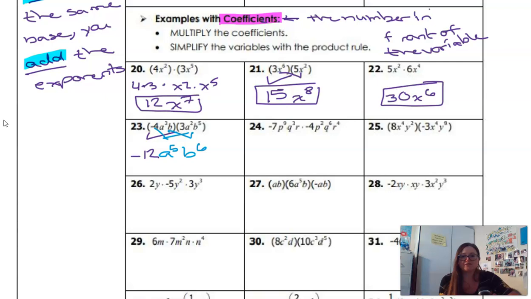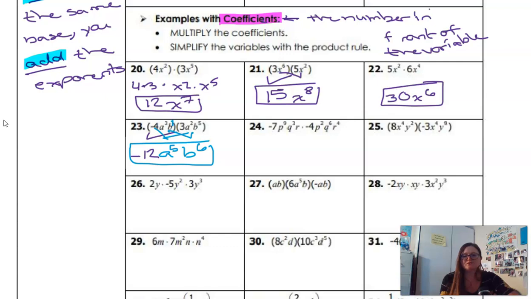Don't forget, if there's nothing written for the exponent, it's a 1. So 1 plus 5 is 6. Or you could just think of it as I have b to the fifth, I'm multiplying one more b, so it's b to the sixth. And that's really all there is to this. You do have to keep track of your invisible ones.